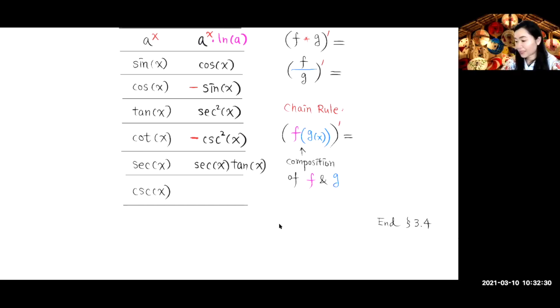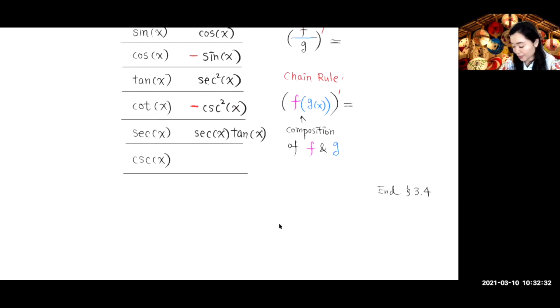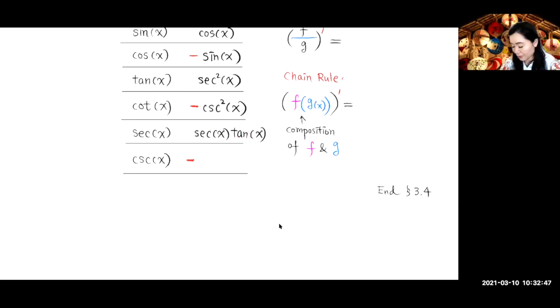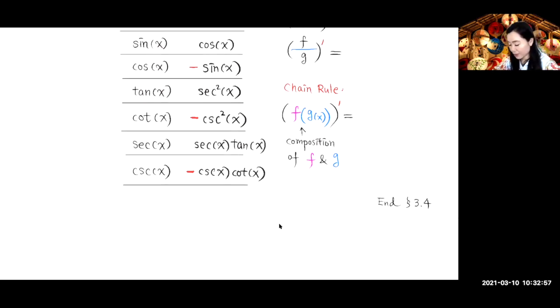Remember our SST trick, right? And then the derivative of cosecant x: we have a negative sign in front. Now think about the cofunctions, cosecant and cotangent. So it will be negative cosecant x cotangent x. Okay, so try to remember this.